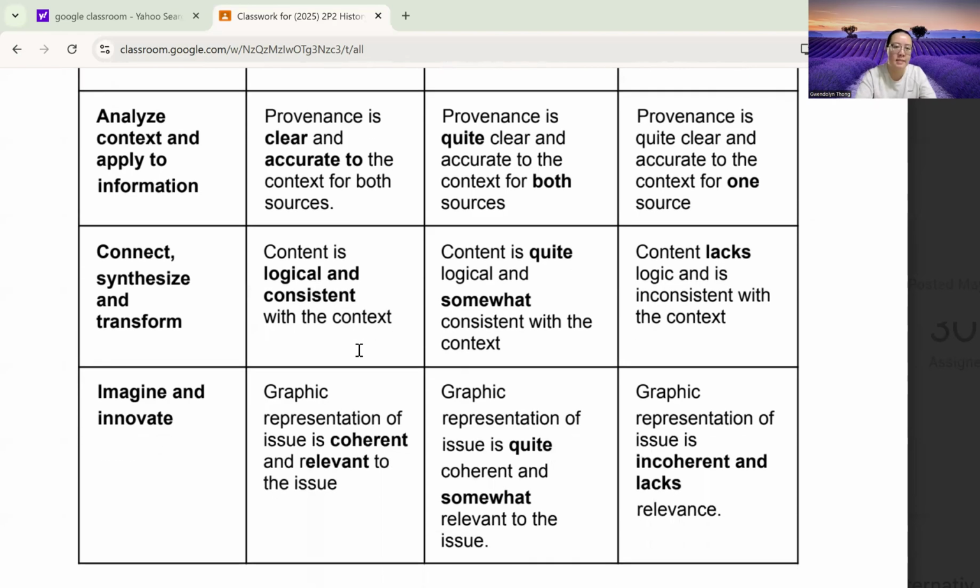Connect, synthesize, and transform. Okay, so when you are creating the source, you are likely going to encounter many actual sources. So definitely collate them within the provenance section of the template. Okay, and then make sure that all of the information and content that you put into the created source is logical and consistent.